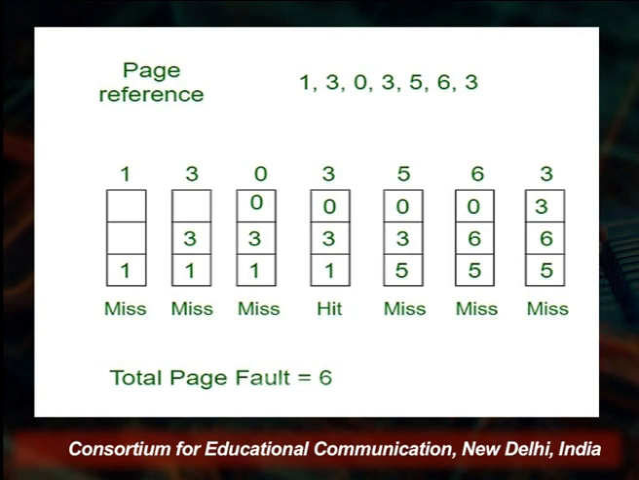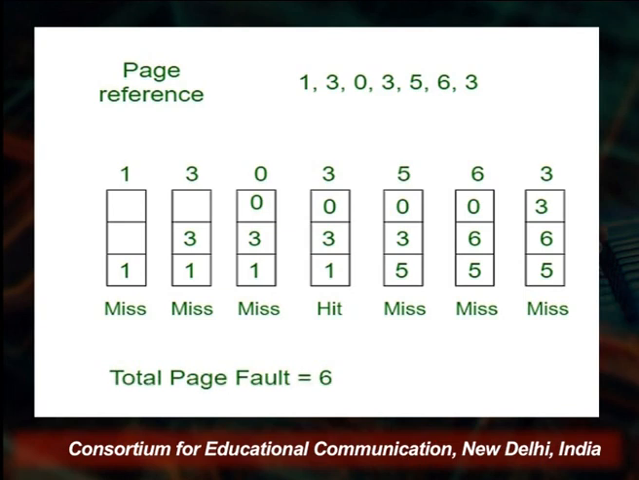So we need to create a space here for page number 5. Now in order to create the space, the page number which was entered first, and that was page number 1, is going to be replaced, and here it comes as the FIFO strategy, and now page number 5 is being loaded. After page number 5, the request comes for page number 6.